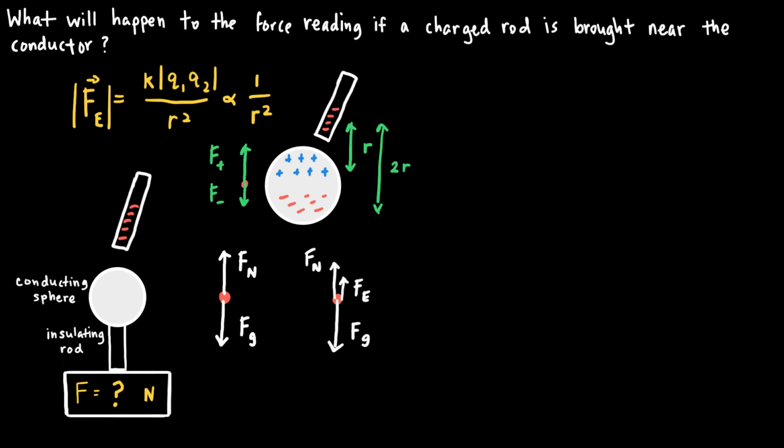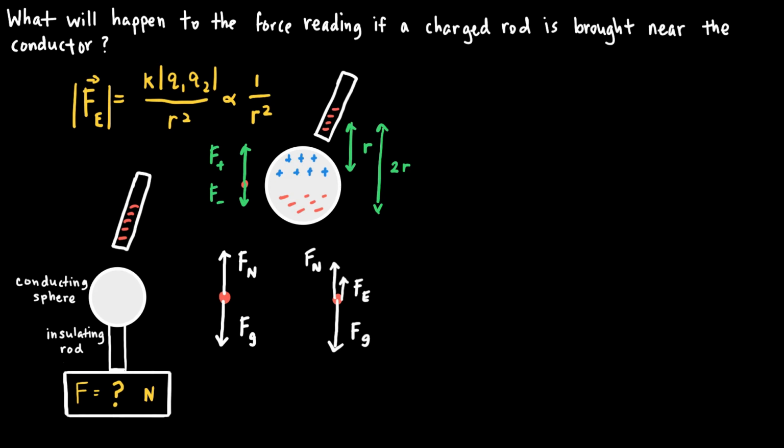In the case that the rod is brought nearby, the electric force exerted on that sphere is upwards. And because the sphere is not pushing down on the scale as much as it was before, then the scale will not push up on the sphere as much as it was before. And the force that the scale reads is that normal force, the force that it has to exert on the sphere and rod in order to hold it up. And so we observe a decrease in the force reading when the charged rod is brought nearby.